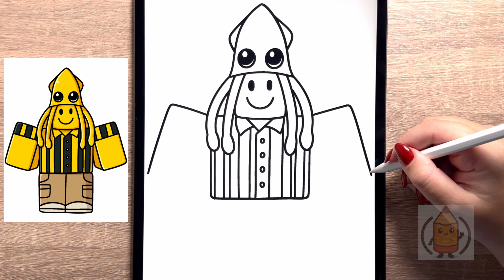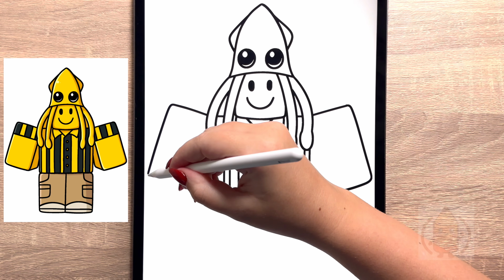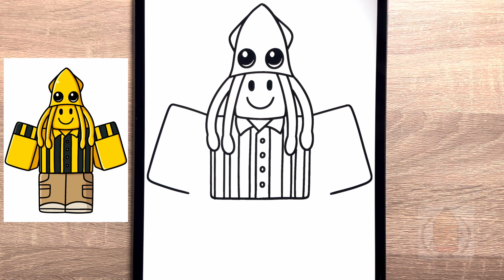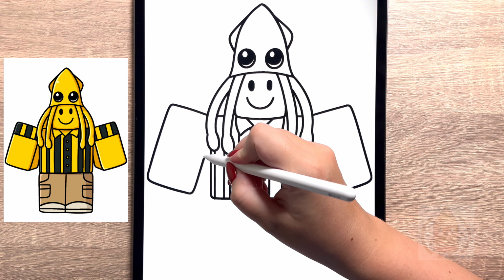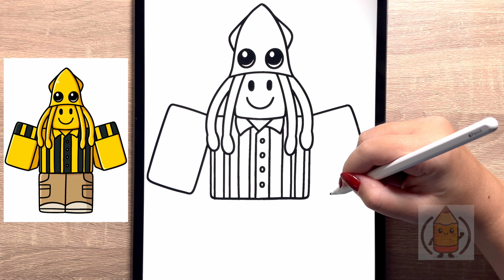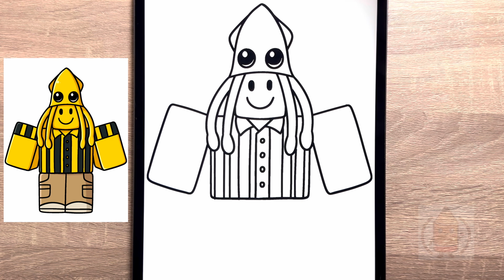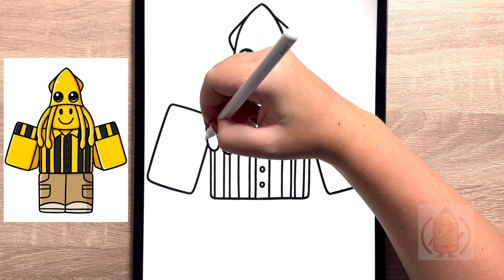Now on the side, we're going to curve this around and through towards the middle. And then on the inside, again, just curving that in the corner, bringing that up towards the top. Now let's draw a diagonal line on the top, closing off the shirt.